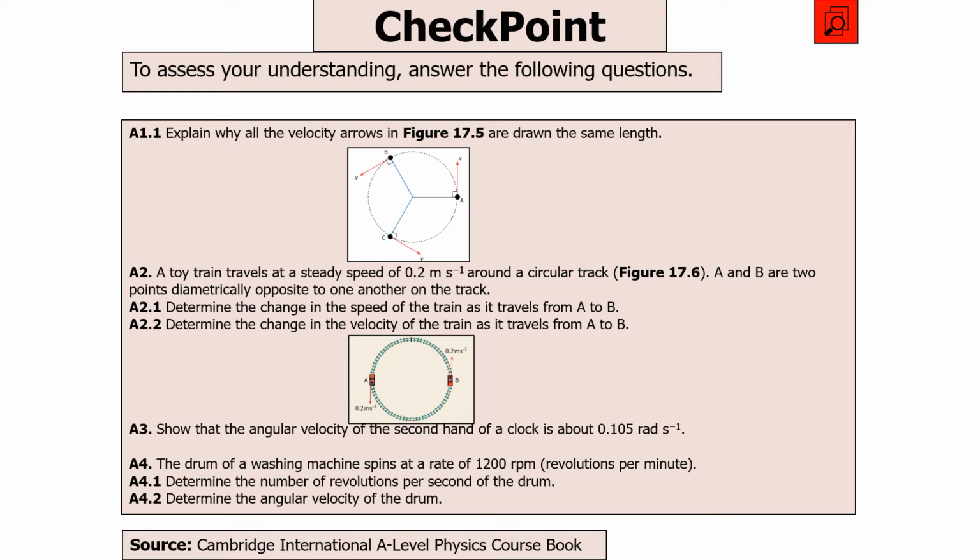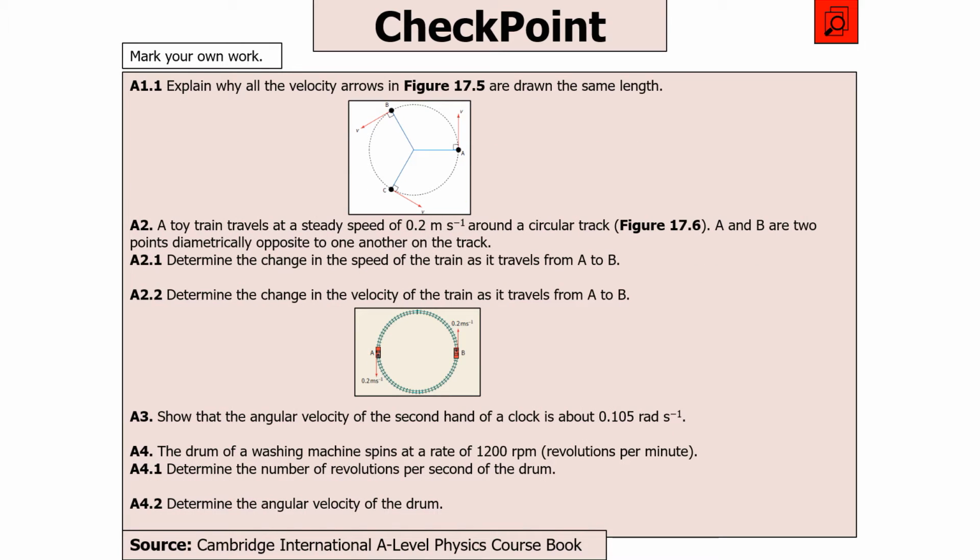Then, show the angular velocity of the second hand of a clock is about 0.105 radians per second. Then, the drum of a washing machine spins at a rate of 1,200 revolutions per minute. Determine the number of revolutions per second of the drum and determine the angular velocity of the drum. So pause the video now, then unpause the video and you want to go through your answer.